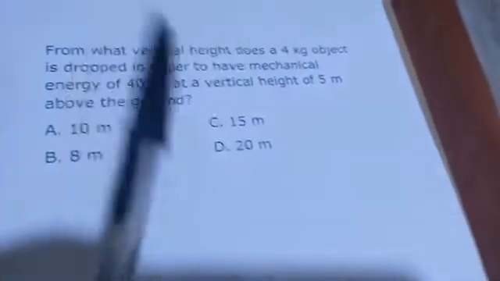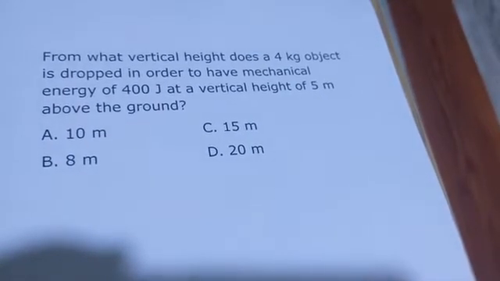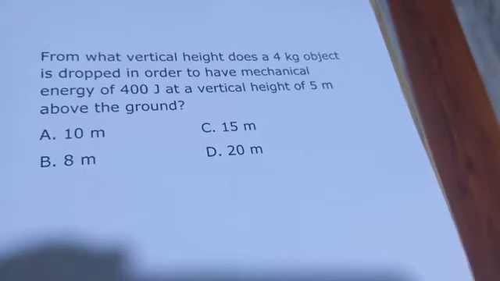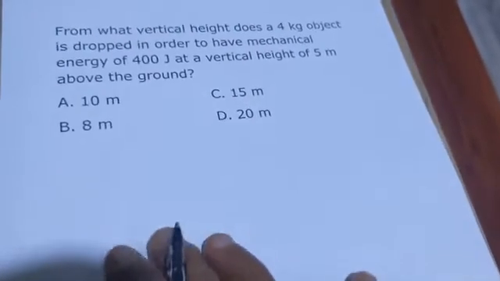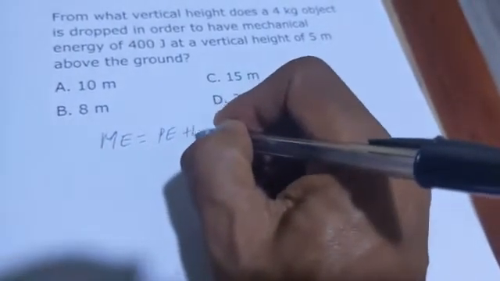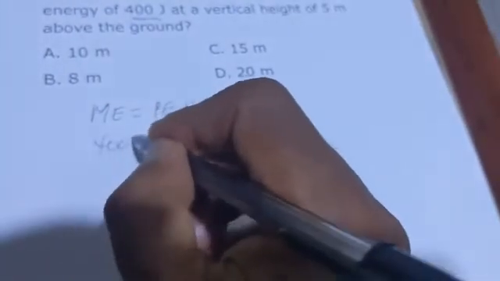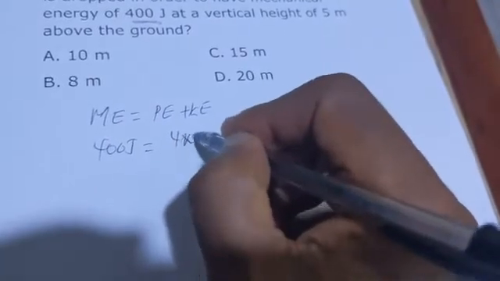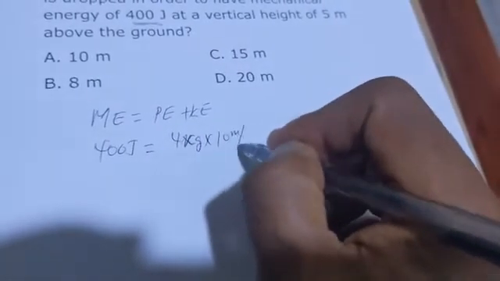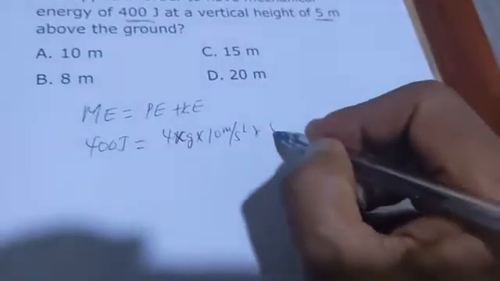From what vertical height must a 4 kilogram object be dropped in order to have a mechanical energy of 400 joule at a vertical height of 5 meters above the ground? Now you can see that mechanical energy is potential energy plus kinetic energy. We have this expression from the law of conservation of energy. The mechanical energy is 400 joule. Potential energy is mgh, the mass is 4 kilogram, times g is 10 meter per second squared, and the vertical height is 5 meter.